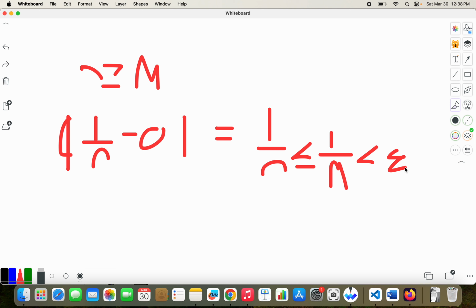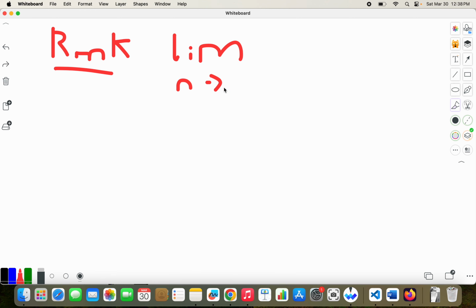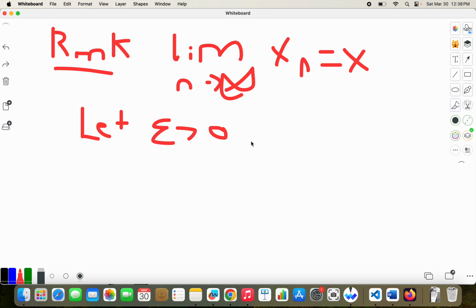Remark. How do you come up with m? No, how do you prove limit statements? So this is the style of proof, which is going to be very important. How do I prove the limit as n goes to infinity of xn equals x? How do we prove this statement? So first we have to say let epsilon be greater than 0.